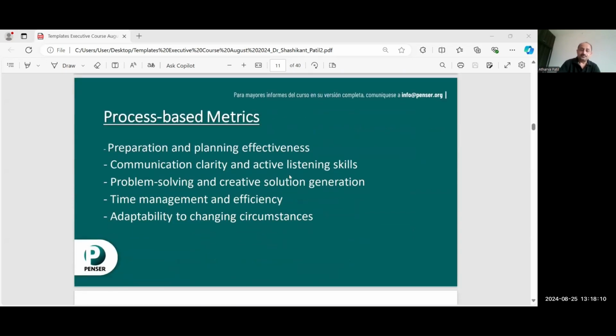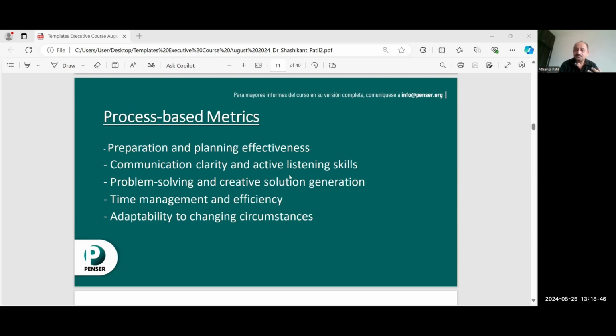So let us go through the process-based metrics, which is the first process-based metric in our evaluation technique. Here you have to prepare and plan effectiveness. You must have communication clarity, communication channels active, and positive communication channels, and you need to have active listening skills. So everybody here needs to have a listening ear. People need to be heard. People need to be respected. People need to be recognized. Individuals need to be appreciated. You need to give some recognition.